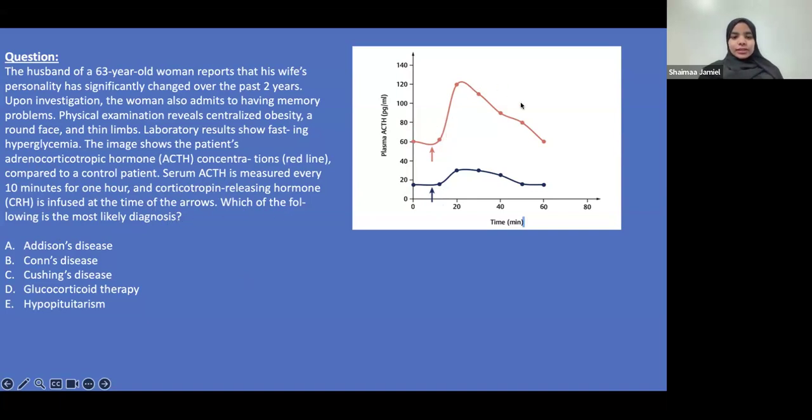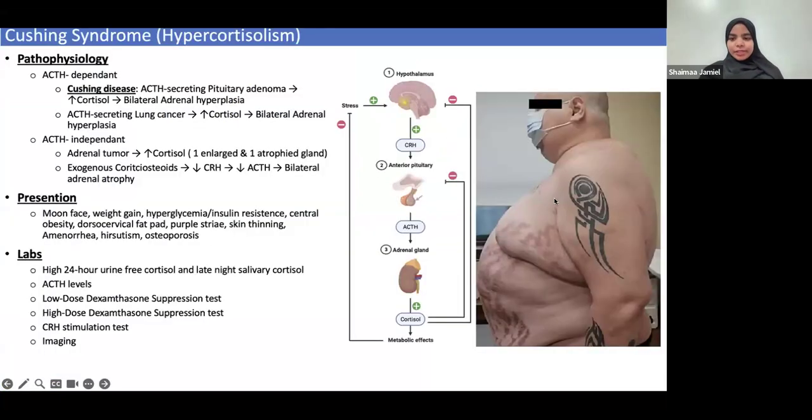So this is of the patient. I don't know. Where's the opposite? Okay. Cushing's disease. Okay. Yes. So this could have also been gotten from the symptoms.